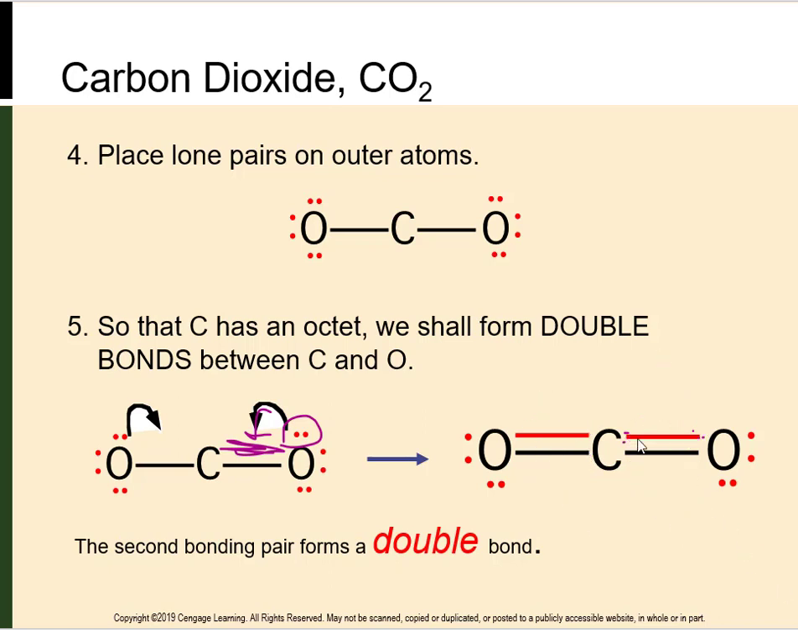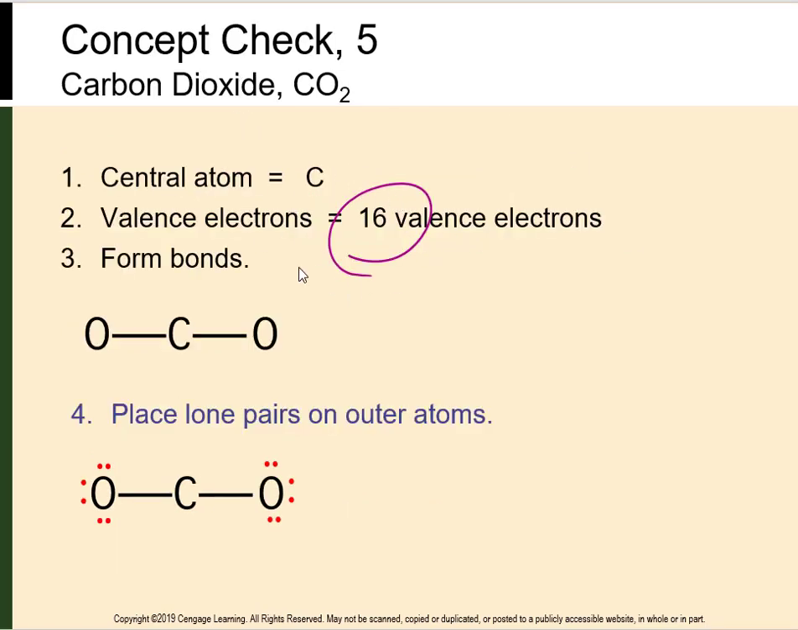And to double check to make sure that all of our 26 valence electrons are still being met: 1, 2, 3, 4, 5, 6, 7, 8, 9, 10, 11, 12, 13, 14, 15, 16 electrons. And if we look back here, that's how many valence electrons we had to account for.